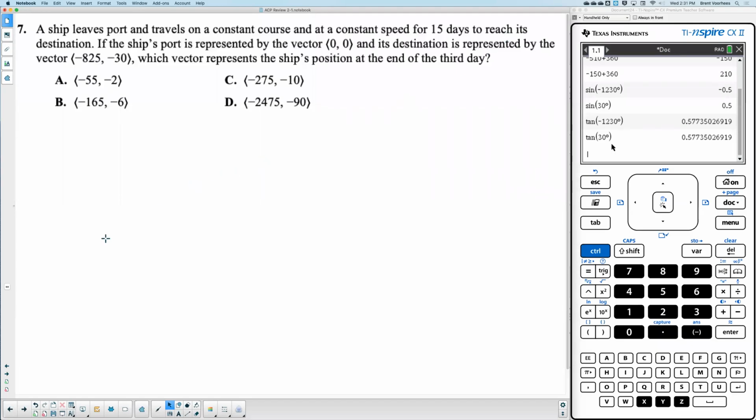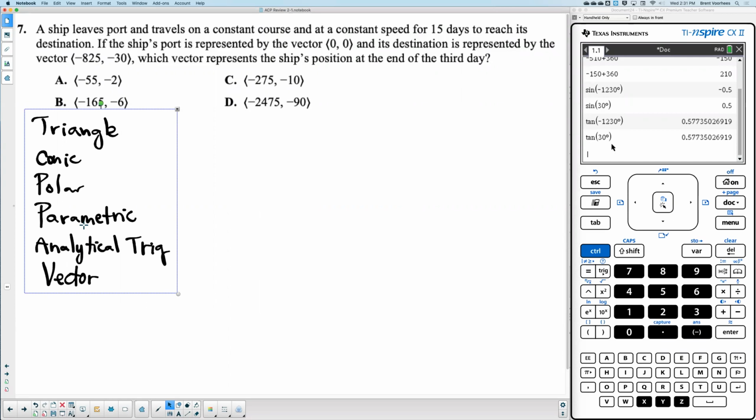Number 7. A ship leaves port and travels on a constant course and a constant speed for 15 days to reach its destination. If the ship's port is represented by the vector (0, 0) and its destination is represented by the vector (-825, -30), which vector represents the ship's position at the end of the third day?